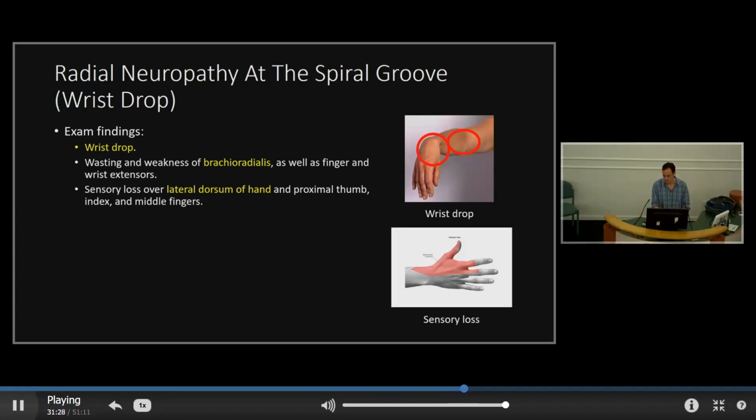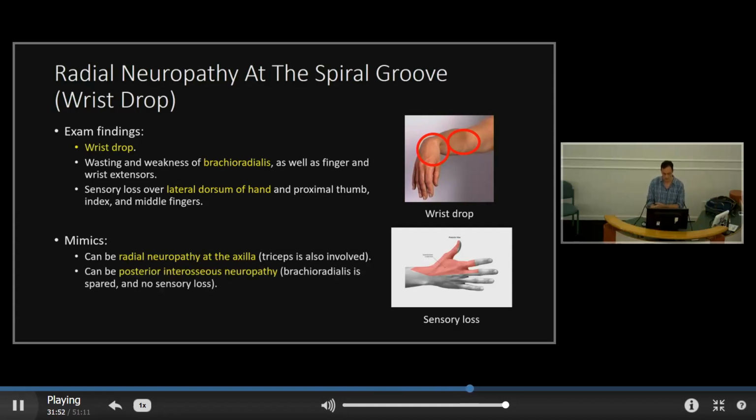This will give you sensory loss over the lateral dorsum of the hand, exactly that pattern in the red. Now, the mimics for this one are radial neuropathies at other parts of the radial nerve. So if you have one way high up near the axilla, which is near the armpit, then you'll get involvement of triceps, because the radial nerve actually innervates triceps, so that will be wasted as well. If it's way far down, and there's a branch off the radial nerve called the posterior interosseous nerve, then you might spare brachioradialis, so that muscle will be normal, and you won't have sensory loss.